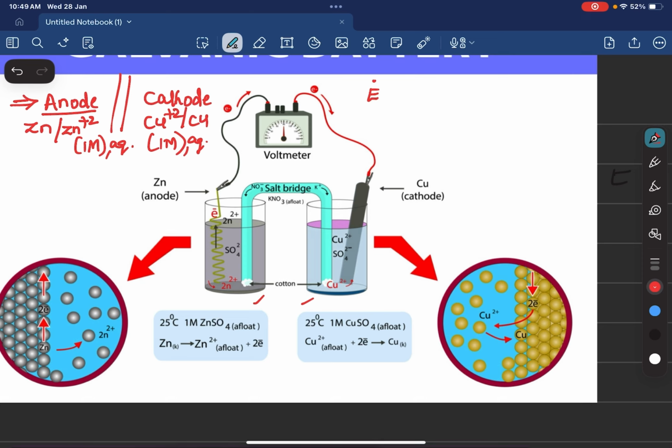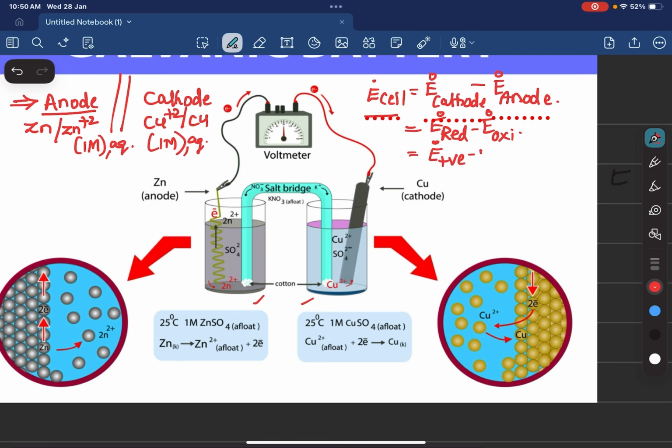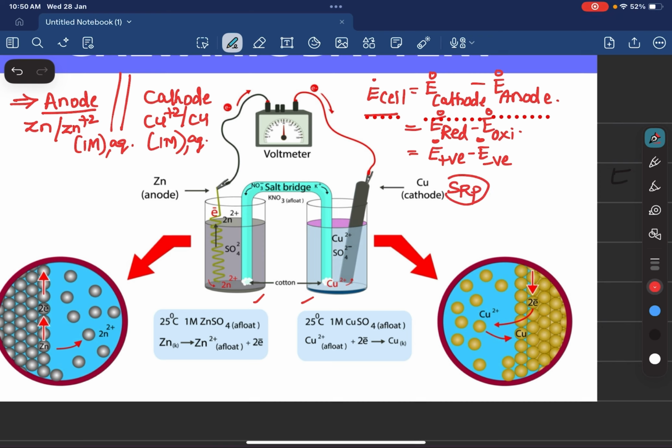Coming to E0 cell. E0 cell can be represented with the help of SRP values. That is E0 cathode minus E0 anode. There are many ways to write the same thing. E0 cathode minus E0 anode. We can also represent E0 reduction minus E0 oxidation, and we can also write E0 positive minus E0 negative. So what exactly is E0 here? We just take SRP values. SRP means standard reduction potential, the tendency of reduction. How effectively the reduction happens for any element is called the SRP value.